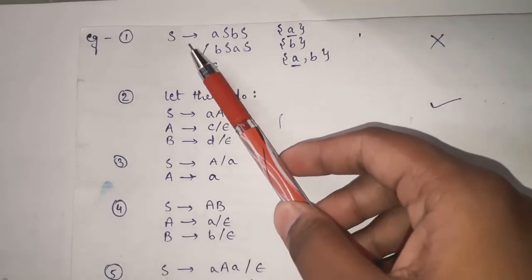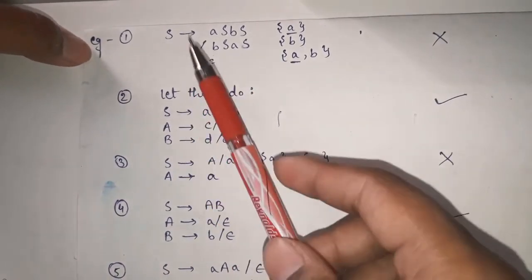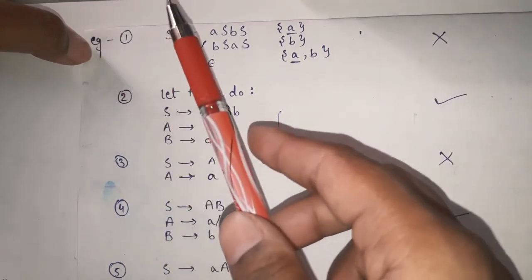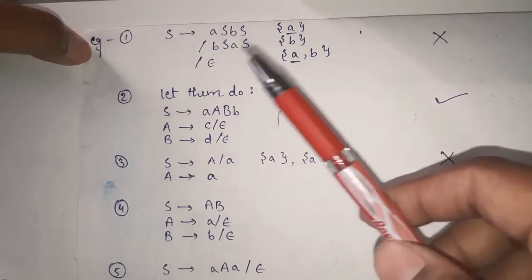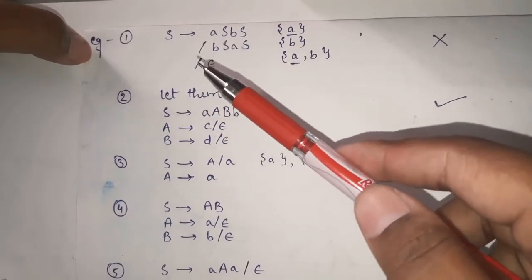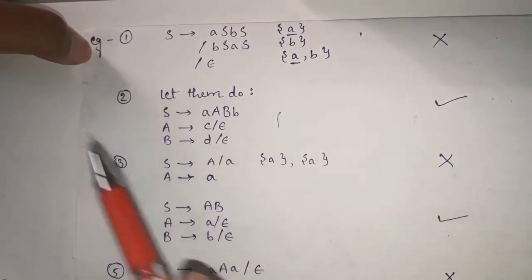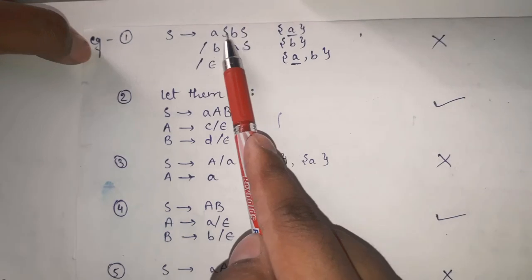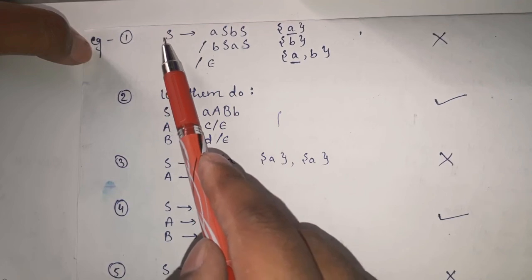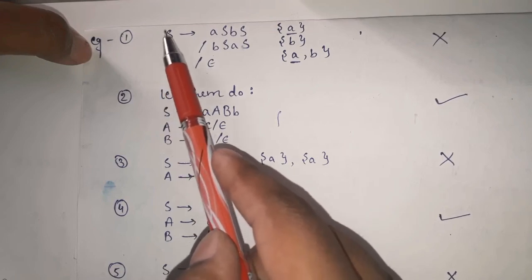First of all, S gives AS, BS, and S gives null. These are the three productions of S, and we have to check whether they collide or not. If more than one entry comes inside the same cell, we will say that it is not LL1, else we will say that it is LL1. It is simple. So let's get started. All these three will be placed in the row of capital S. Now we have to find out in which column each will be placed.